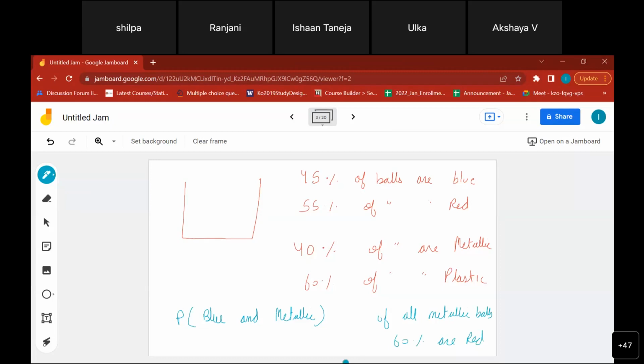Is the question clear? You have a box in which 45% of balls are blue, 55% are red, 40% of which are metallic, 60% are plastic. If you know that of all the metallic balls, 60% are red, what is the probability that the drawn ball is blue and metallic? Is the question statement clear? Okay, so how would you approach this one?